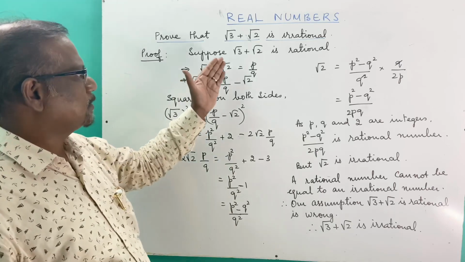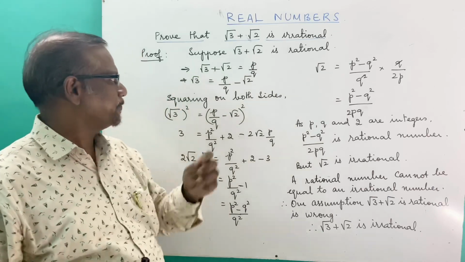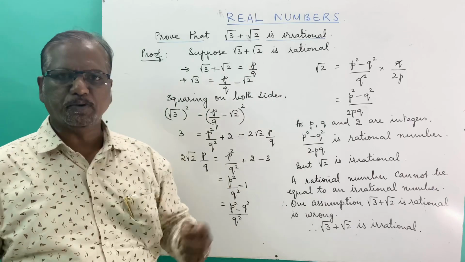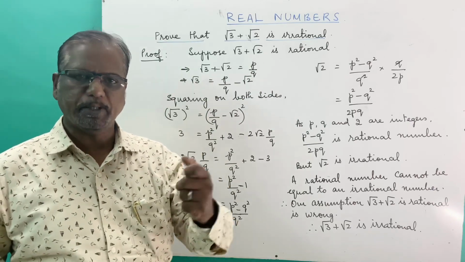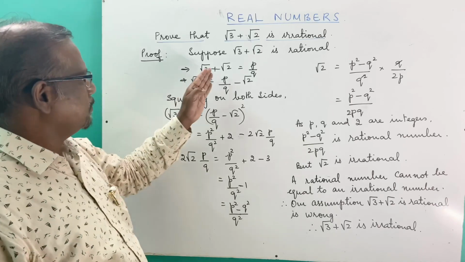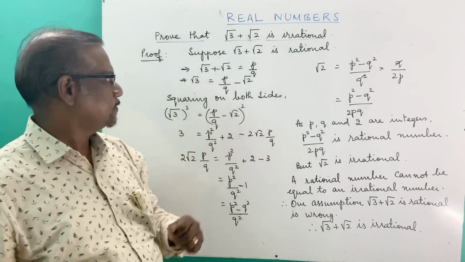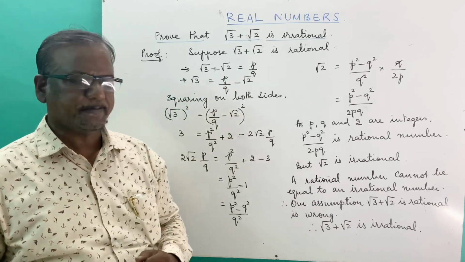Proof. Suppose root 3 plus root 2 is rational. That is going to be our first statement, which implies root 3 plus root 2 is equal to p by q, and it is a remainder. p and q are co-prime numbers. Now let us bring this plus root 2 to the other side. So root 3 is equal to p by q minus root 2 you will be getting.